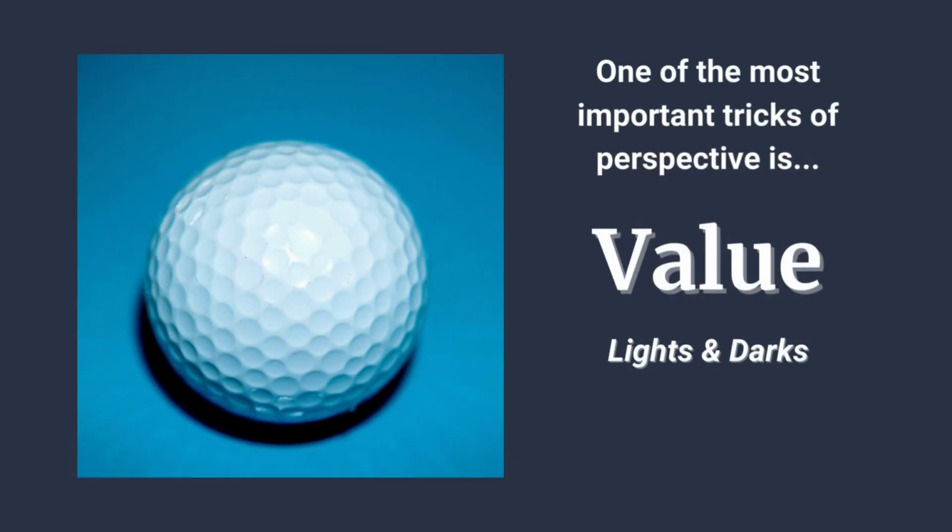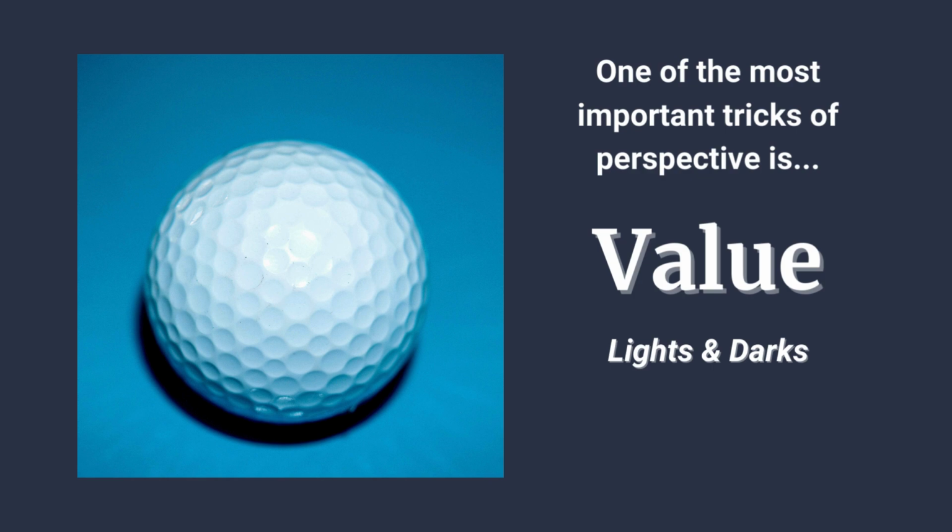One of the most important tricks of perspective is value, creating lights and darks. We don't see things, we see light bouncing off of things. Where the most light is reflected and bouncing back, it looks the lightest. But then as the object goes back in space, less light reaches those areas and it becomes darker. And then, of course, you have that area where the light is not able to go because the object is blocking it, and we call that a shadow.